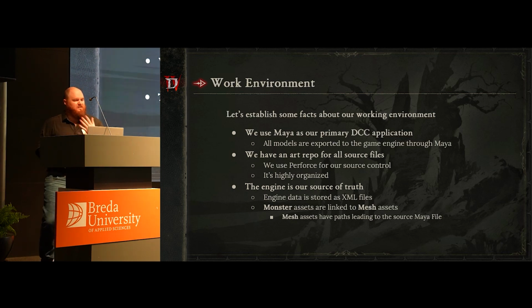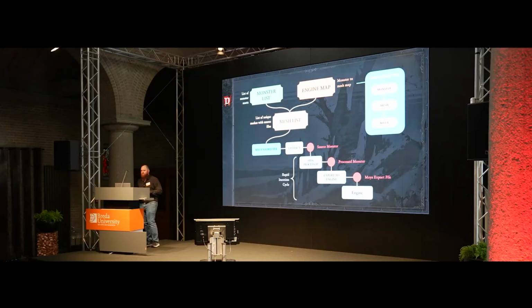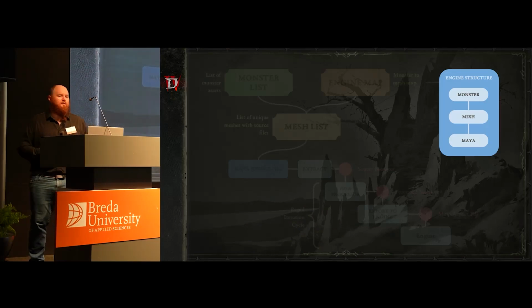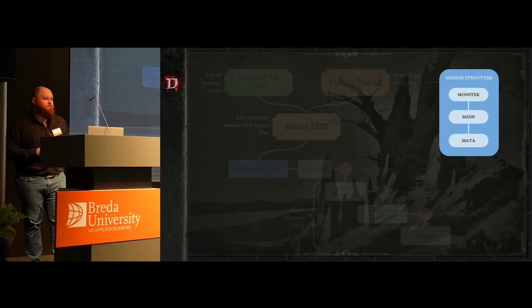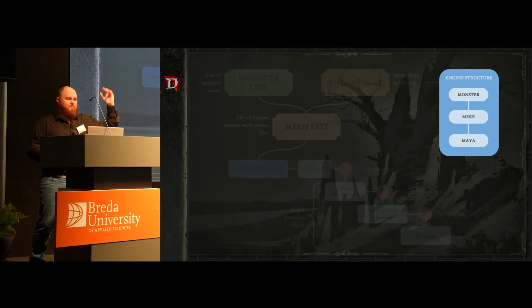So, as you may already sense, this might be a bit confusing. So I built a little guide, which I'll be referring back to. In the last slide, I talked about how the engine data was stored. Well, at the top right here, we have a representation of that data structure. Here we have the monster at the top, which is connected to the mesh, which is connected to the Maya file path.